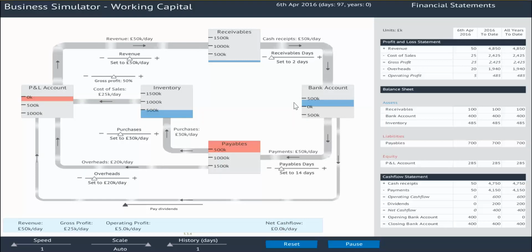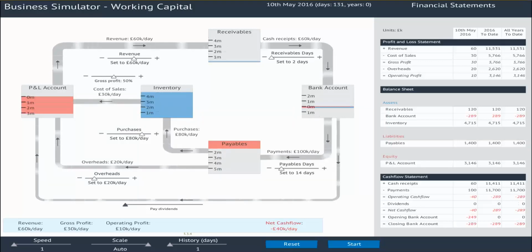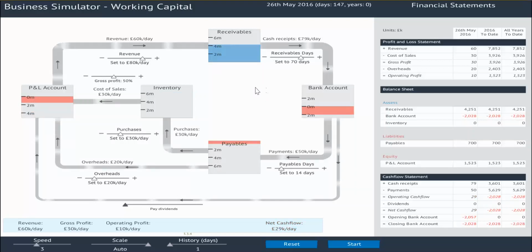And the model can also be used to explore working capital management. So in this scenario, for example, this business has built up far too large an inventory balance, so even though it's been profitable, it's got no money available to actually pay dividends. Alternatively, this business has its receivables balance that is much too large due to offering customers too much credit. So again, even though it's profitable, it can't pay dividends.